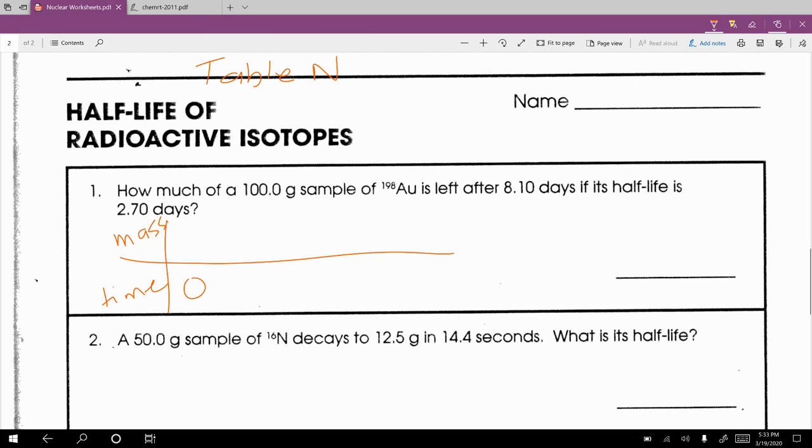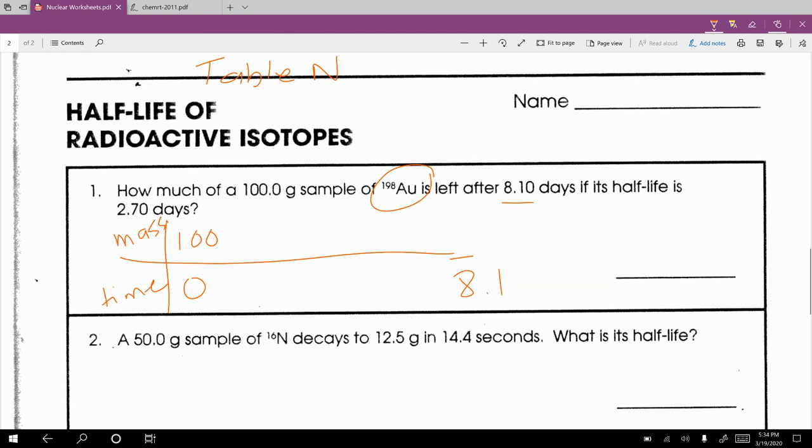Now we're on our third step. We want to make sure that we're putting in all the information that we're given in the question. So we have a 100-gram sample. At time 0, we have a 100-gram sample, just filling in the information that I know. And I have gold-198. This is the element that I'm looking at. I want to know how much is left after 8.10 days. So my end time is 8.1 days, and its half-life is 2.70 days.